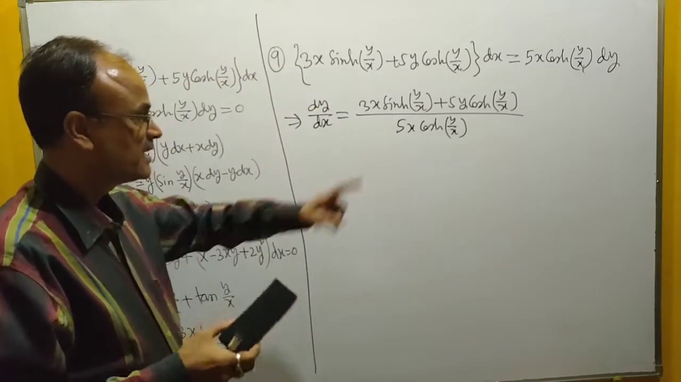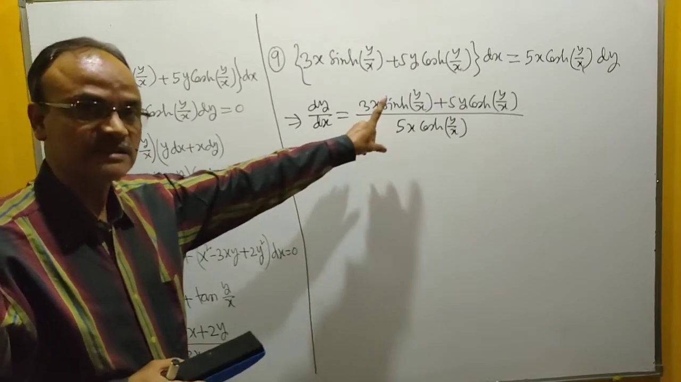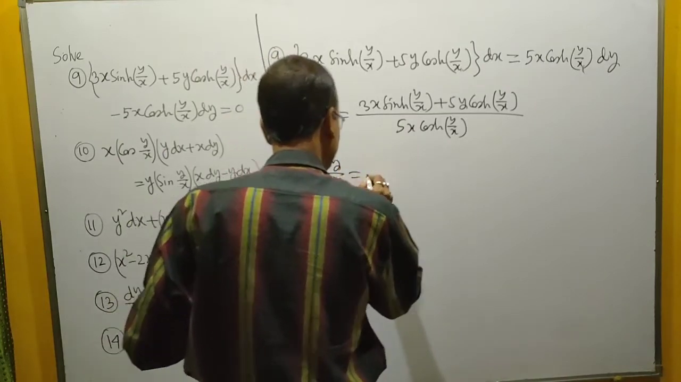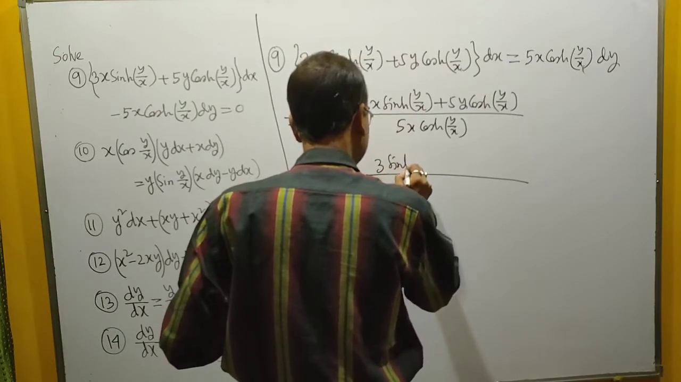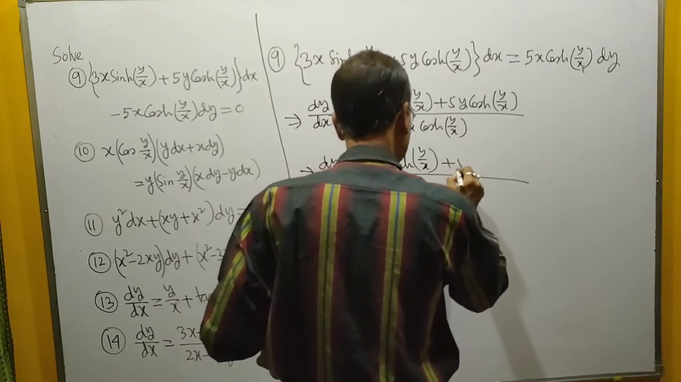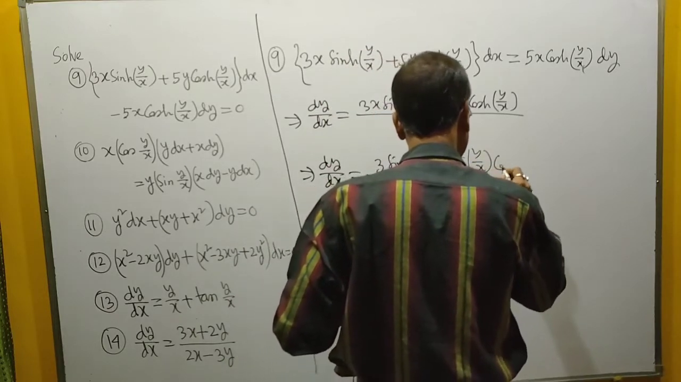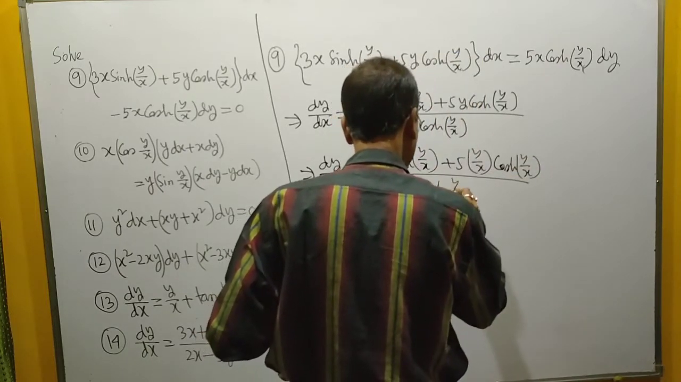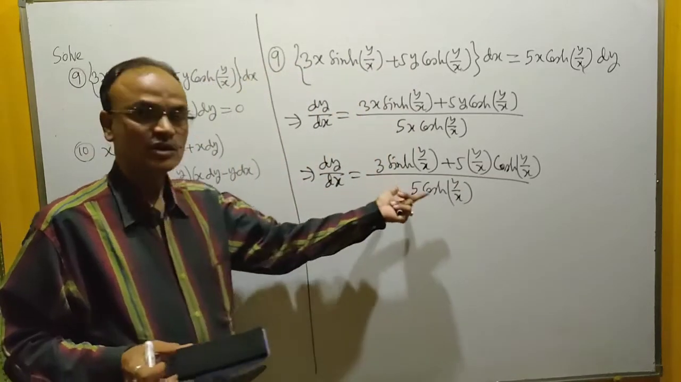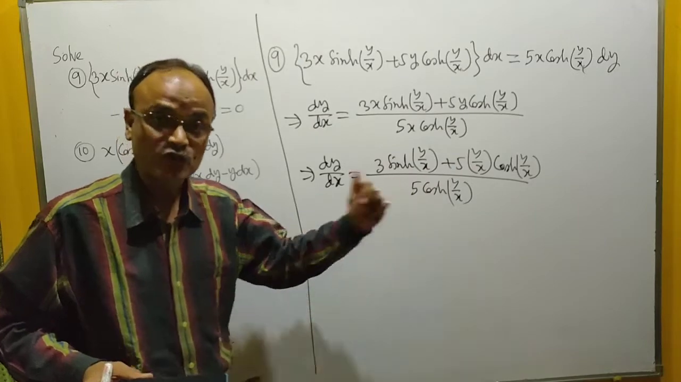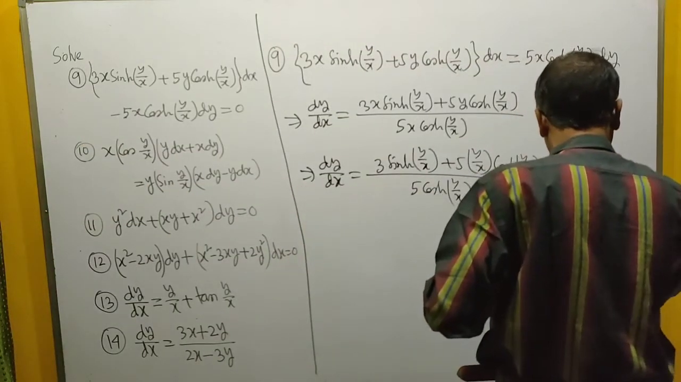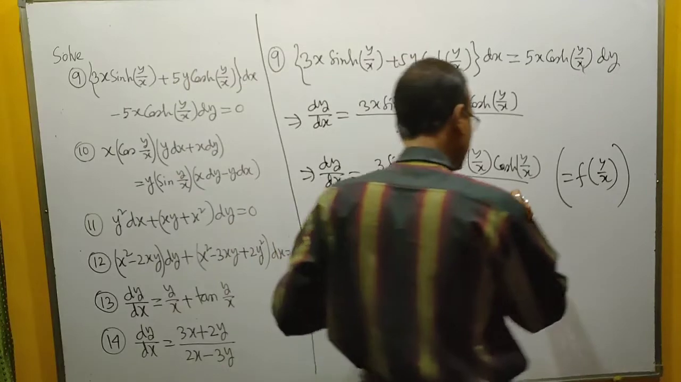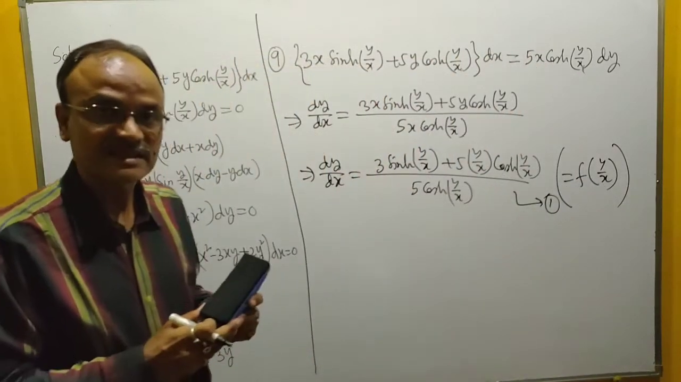Now divide the numerator and denominator by x. If you divide numerator and denominator by x, then you will get (3 sinh(y/x) + 5(y/x) cosh(y/x)) divided by 5 cosh(y/x). Notice that the right hand side is a function of y by x. Suppose it is number 1. I write it as number 1.